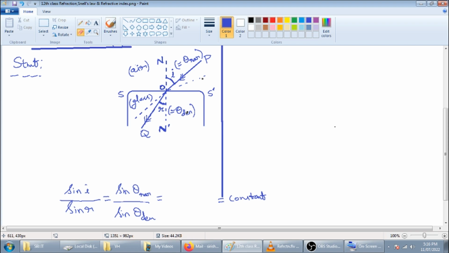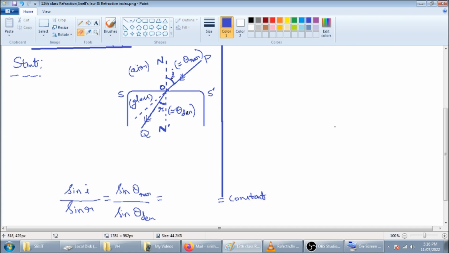So Snell observed that when the angle of incidence I is increased, the angle of refraction R also increases in such a way that this ratio is always maintained. He found out that sin I by sin R, that is the sine of the angle in the rarer medium to the sine of the angle in the denser medium, always remains a constant. It will never change.